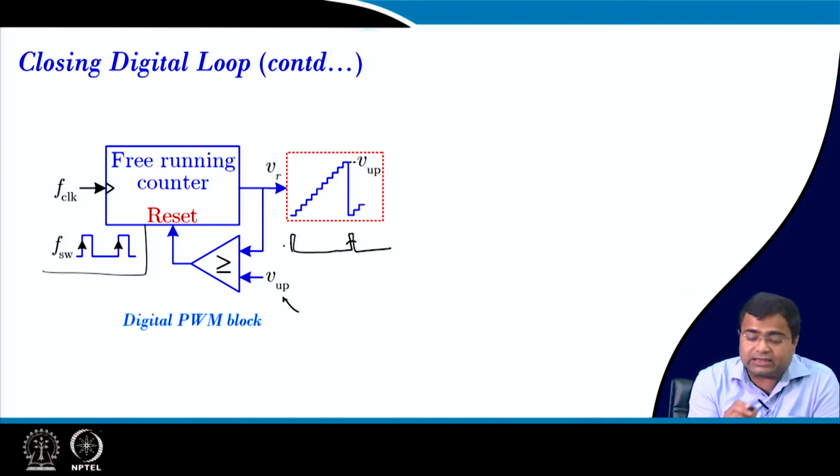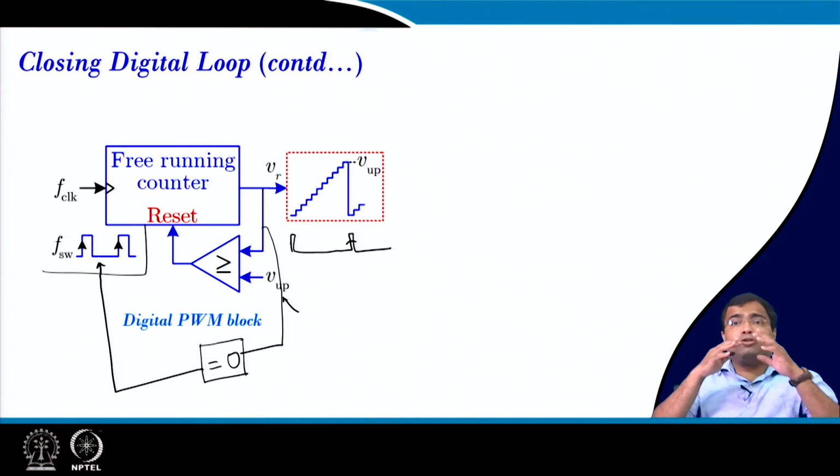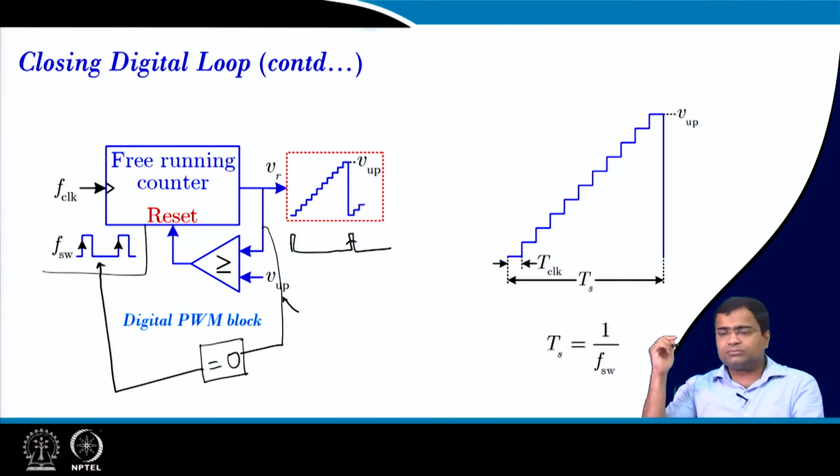So, this synchronization can be done if we just compare with a 0 block, that means if we put an equality block with 0, that will be your switching frequency clock. Okay. So, this part we will also discuss when we implement this DPWM architecture using a digital circuit.